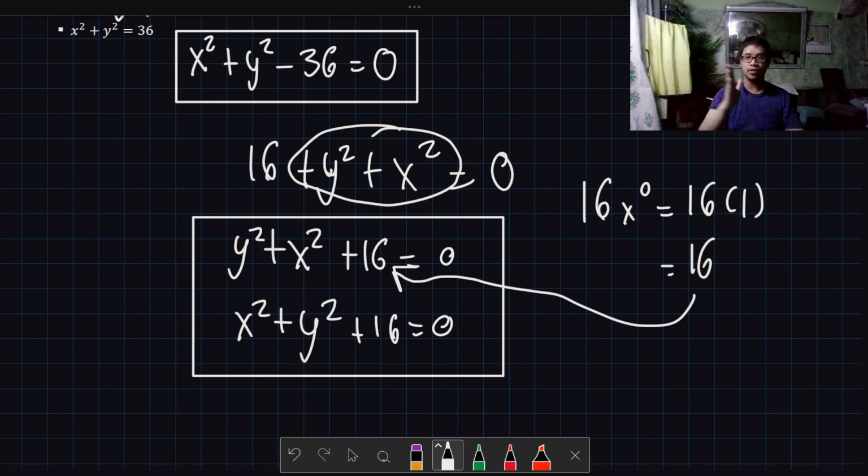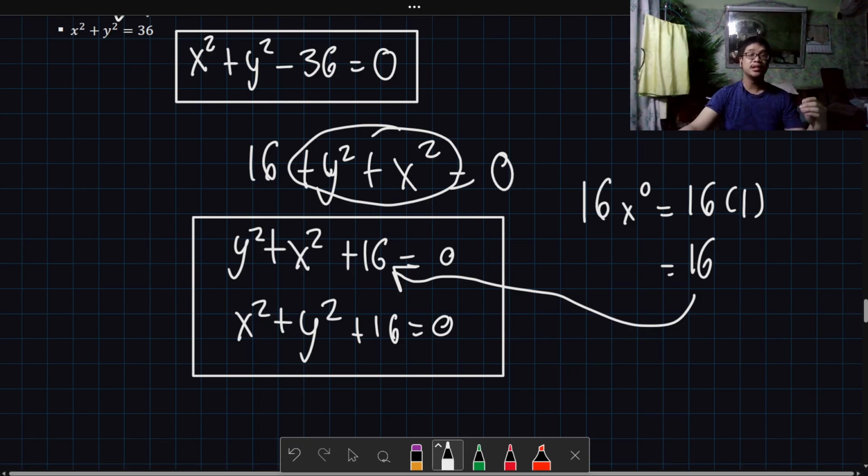So that explains why the constant term is always in the last place, or the last rank, if you're going to arrange the terms according to their exponents in descending order. So yeah, that's all. Let's now proceed to the next part.